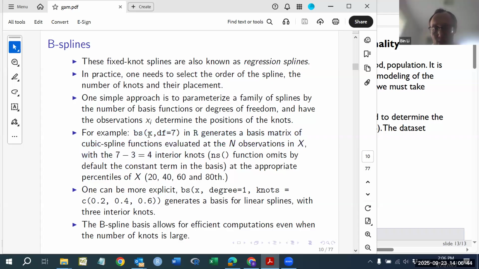Like here, for the cubic spline, we have 7 degrees of freedom. That means we have 4 interior knots. And you may ask why we need to minus 3? Because the cubic spline has 3 terms except the intercept term. What are the 3 terms? The linear term, quadratic term, and cubic term. So these are the 3 degrees of freedom for the global part.